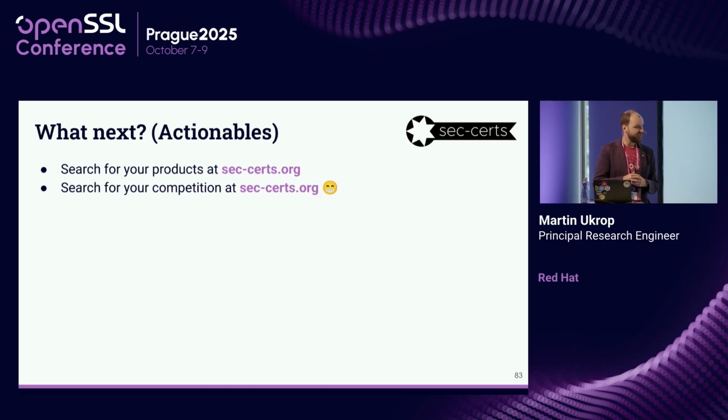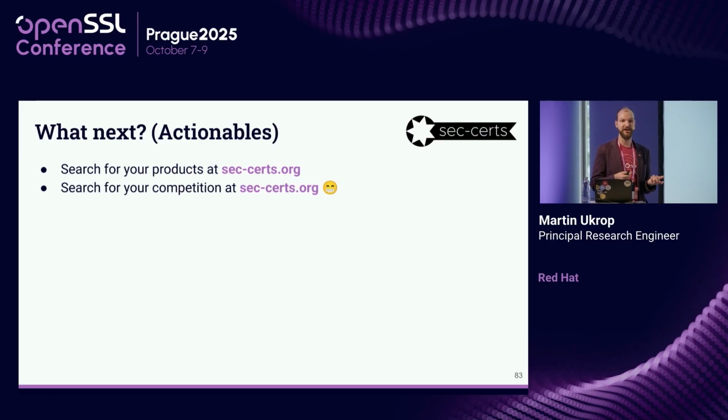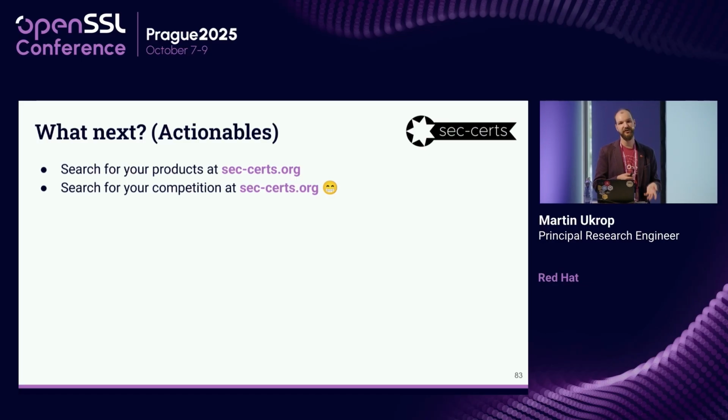So what next? Seeing this talk, what are the actionables for you? Well, go to sectors.org and search for your own products, your company's products, or the products of your vendors, or even the products of your competition, and see what they are doing and what they are certifying. Because now it's easy to find and easy to run stats, and you can then dive into individual certificates that are relevant for you.